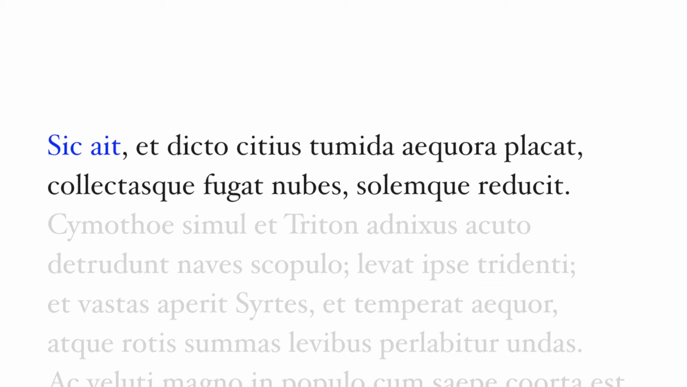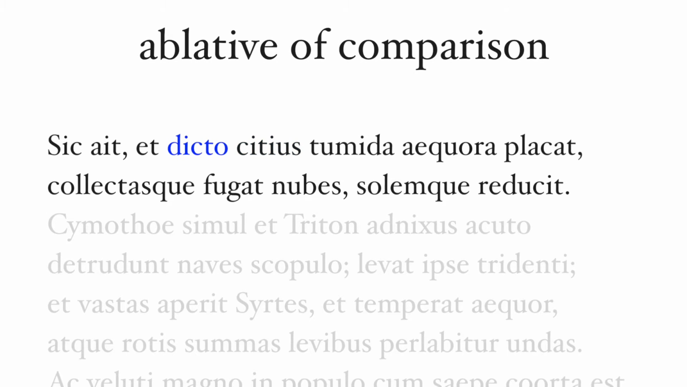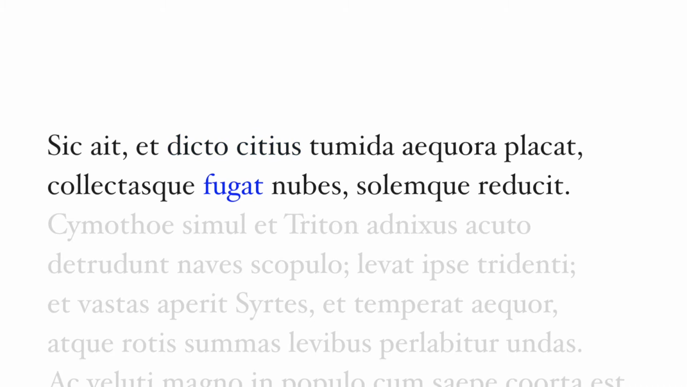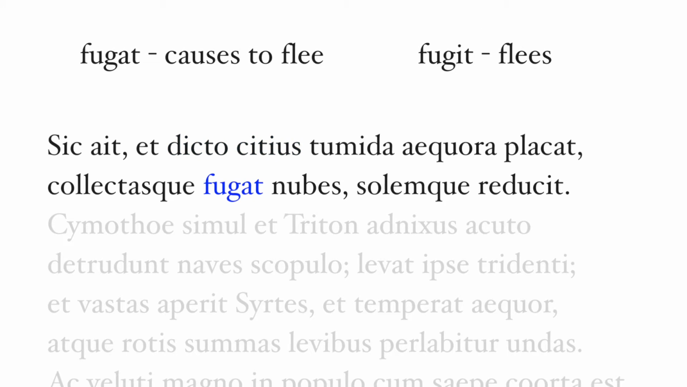Sic ait is our closing quotation marks, and citius is a comparative adverb, with its ablative of comparison, dicto, more swiftly than his words. Neptune is calming the seas even as he speaks, or heck, even quicker than that. And don't confuse fugat with a related word, fugit. This one means causes to flee.